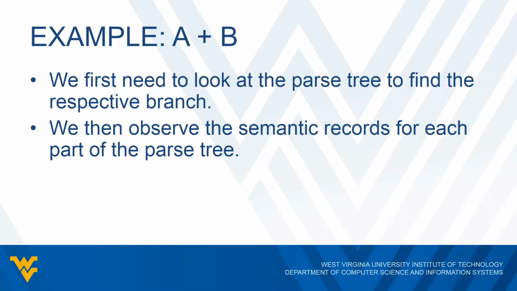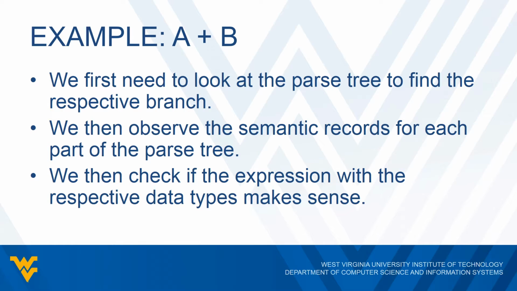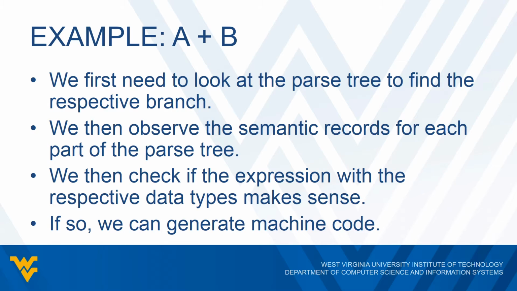Then we would check if the expression of a plus b with the respective data types makes sense. So making sure, if we have two integers and we're adding them up, does that make sense? Or do we have a character and we're trying to add a double or an int to it? So we check the data types to make sure that this is valid. And if it is valid, then we would simply generate the machine code.